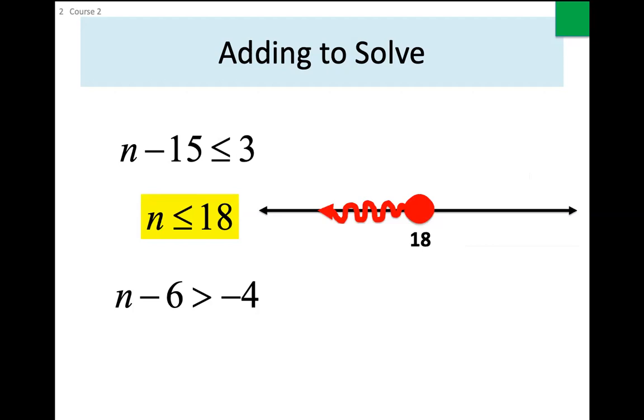Second one, let's see. I'm going to add 6 to both sides. We better look at this one. Add 6 to both sides. Same or different signs? Different sign means subtract. Big minus small. 6 minus 4 is 2. More positives, more negatives. -2. More positives. So n is greater than 2.